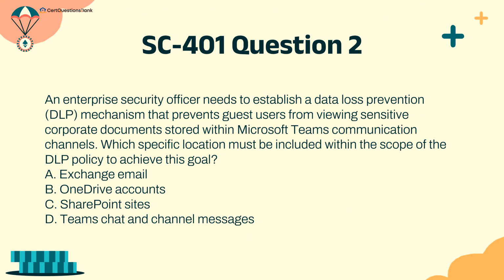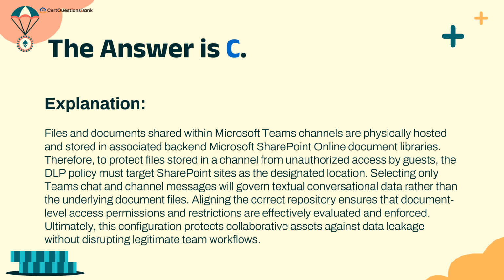An enterprise security officer needs to establish a data loss prevention (DLP) mechanism that prevents guest users from viewing sensitive corporate documents stored within Microsoft Teams communication channels. Which specific location must be included within the scope of the DLP policy to achieve this goal? A. Exchange email. B. OneDrive accounts. C. SharePoint sites. D. Teams chat and channel messages. The answer is C.